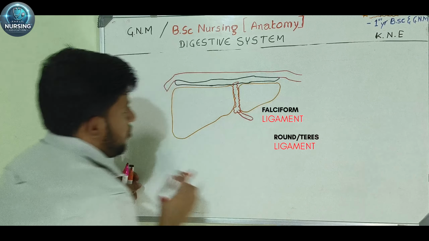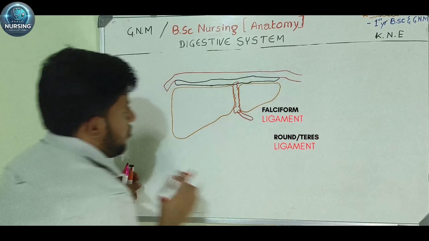Now I am drawing the gallbladder. For understanding the biliary tree, I will take the gallbladder on this side. This is the gallbladder. What is this? This is the cystic duct, the neck of the gallbladder, and this is the body of the gallbladder.